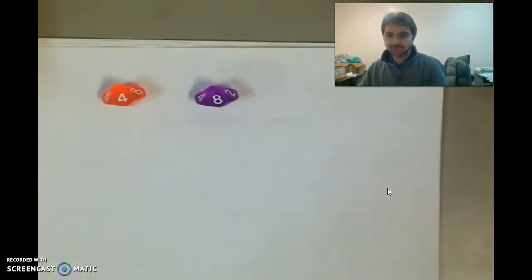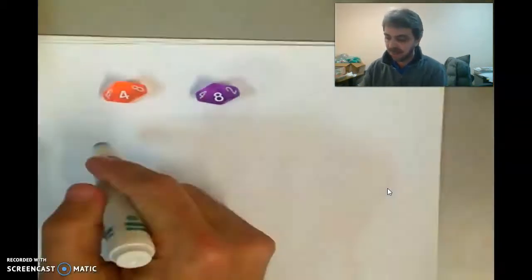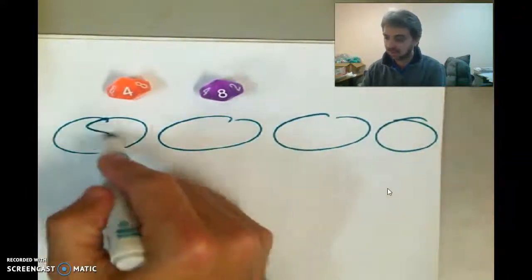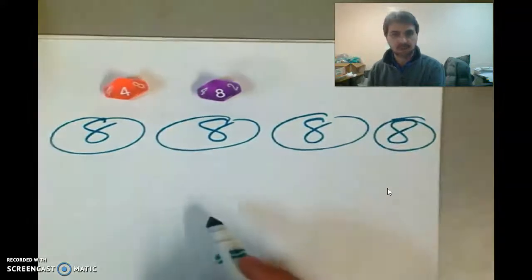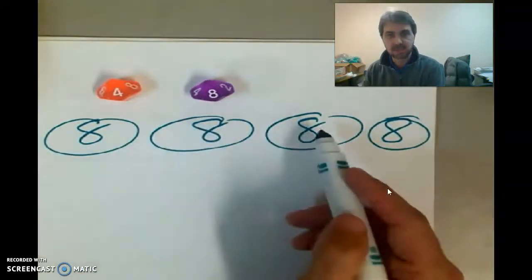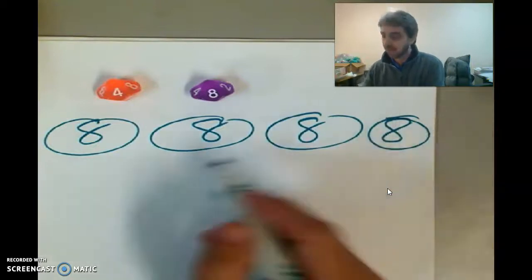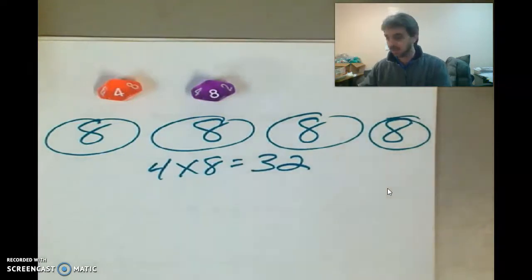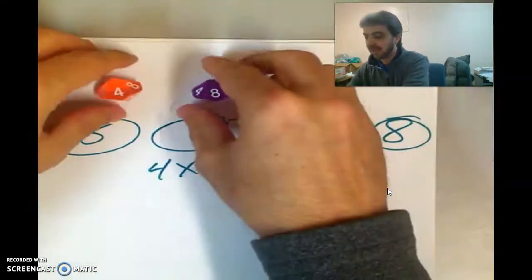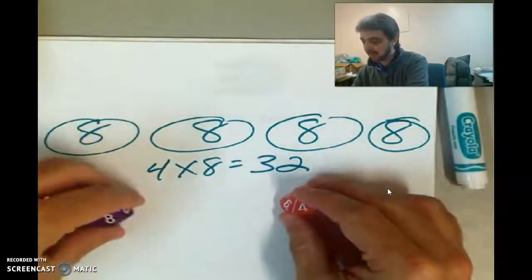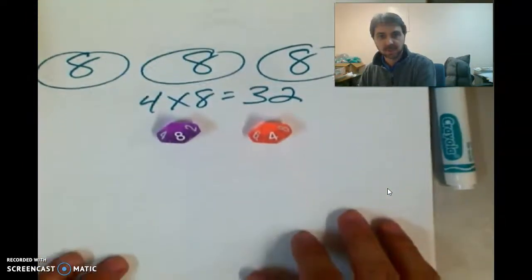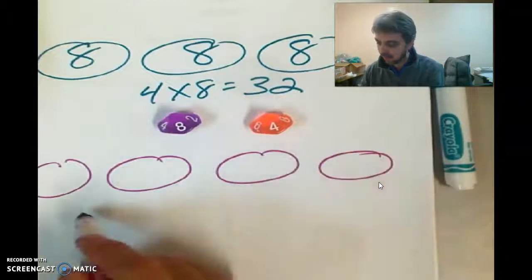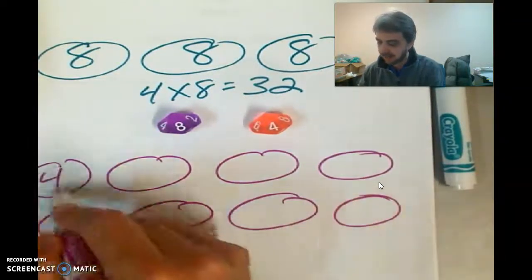So that tells me I have 4 groups of 8. So I have 1, 2, 3, 4 groups of 8: 8 here, 8 here, 8 here, and 8 here. So 8 plus 8 is 16, plus 8 is 24, plus 8 is 32. So 4 times 8 equals 32. All right, so watch this though. What if I swap them and now I did 8 times 4? Now I have 8 groups of 4. 1, 2, 3, 4, 5, 6, 7, 8. And I've got 4 in each.